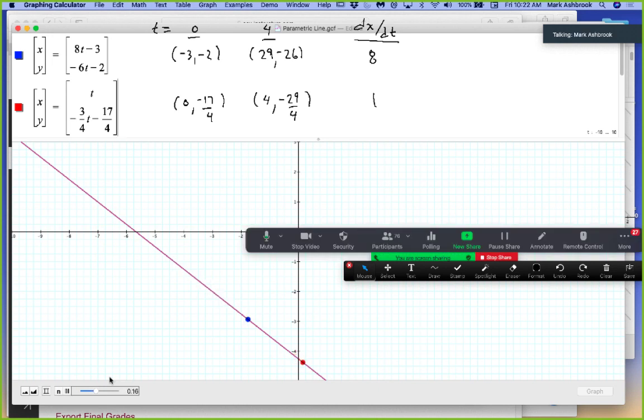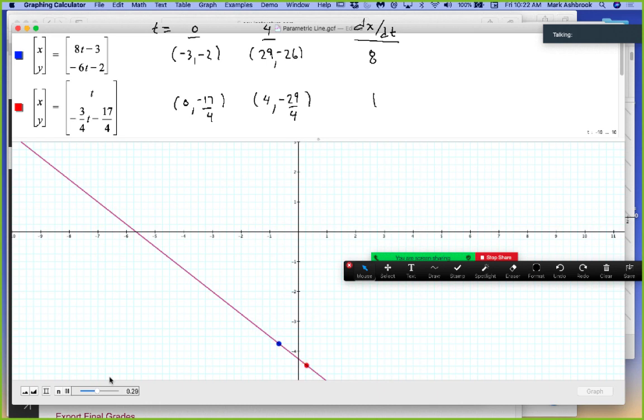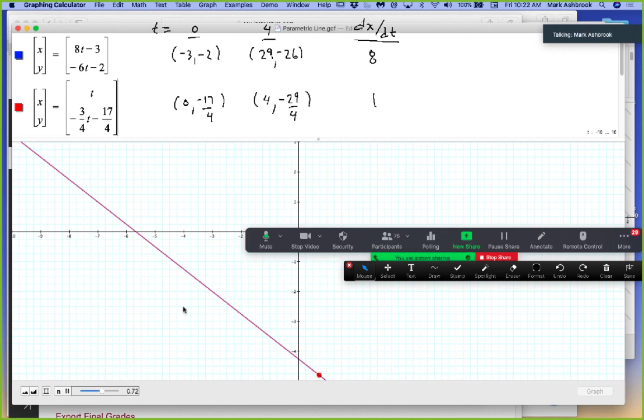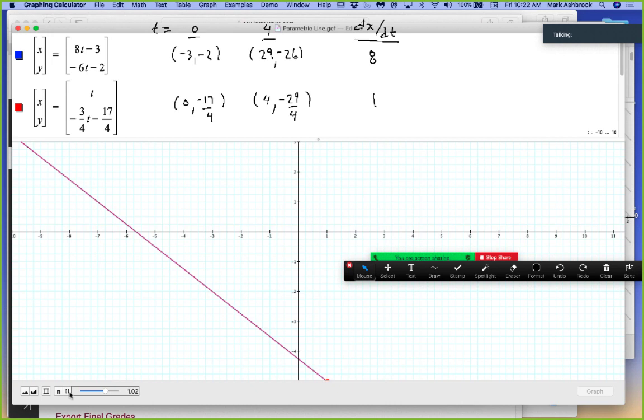Does it make sense? Any questions on that? But if you let t be all real values in both, in the end, you're going to get all the same set of points, every ordered pair on this line.